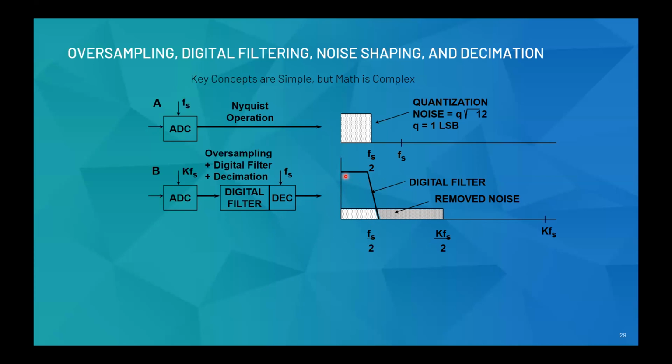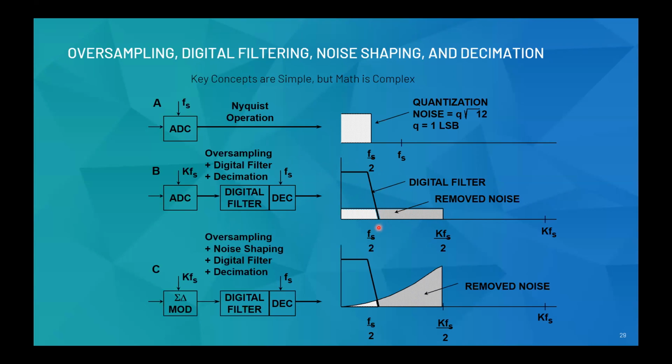Then we could use a digital filter. A digital filter is more commonly a low pass filter that we could have at the output, the black line that you see over here, and it basically cuts off this removed noise from the entire signal. So you spread the noise and then you cut it off from wherever your signal band of interest is.